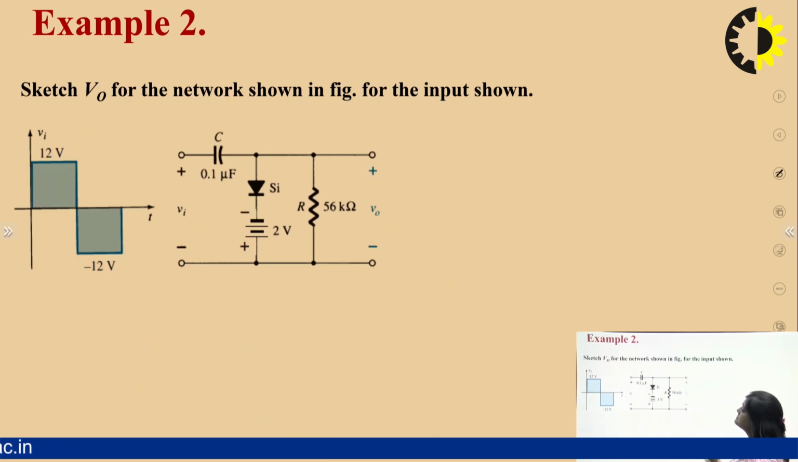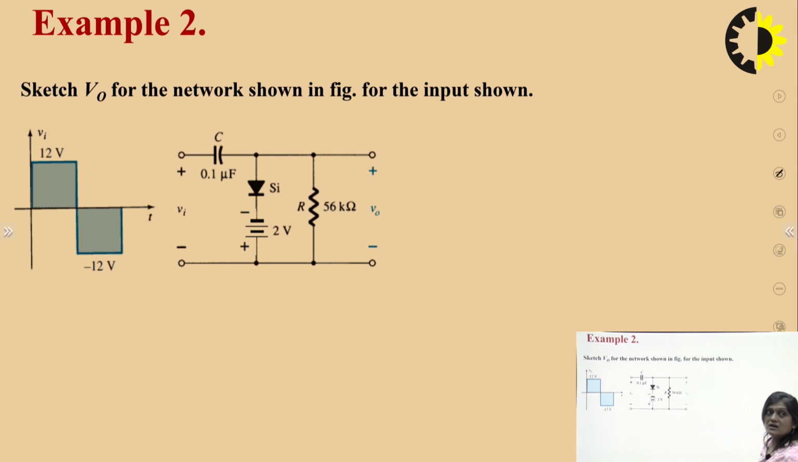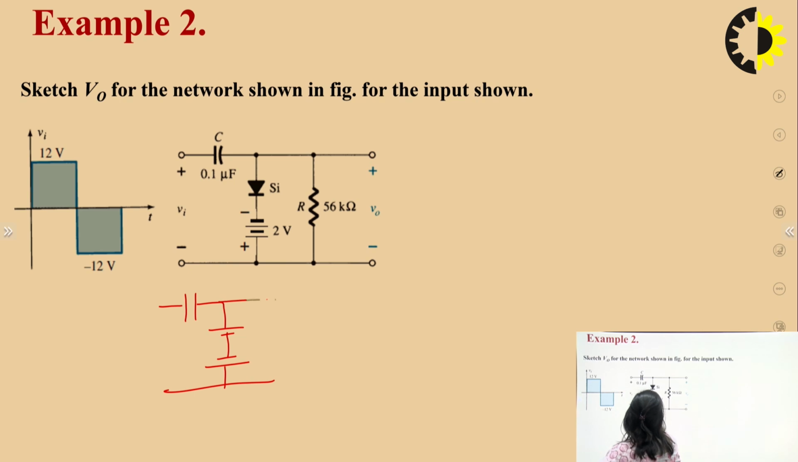Now this is the practical diode that is given here, and now we have to see when this diode will be forward bias. So this diode will be forward bias in the positive half cycle. So the equivalent circuit in that case: now this diode will be replaced with the 0.7. After that it will be 2 volt.